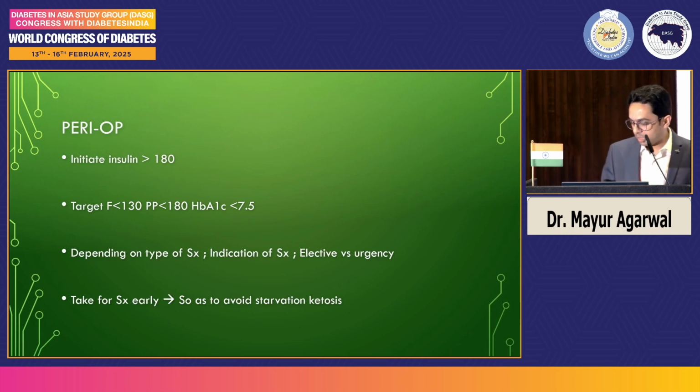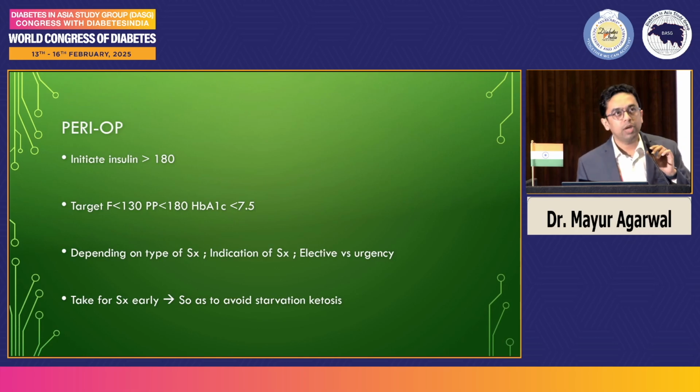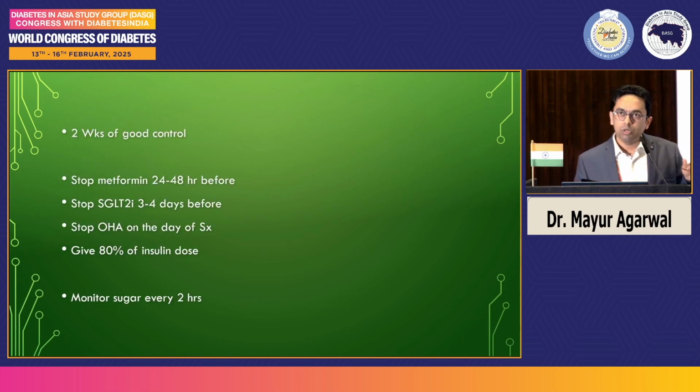Try to take this patient early. You don't want your patient to land up in starvation ketosis. 2 weeks of good control is good enough. For minor surgery, you can allow. Metformin should be stopped maybe 1 to 2 days prior, SGLT2 inhibitors maybe 3 to 4 days prior, and on the day of surgery, do not give any OHA, depending on the surgery.